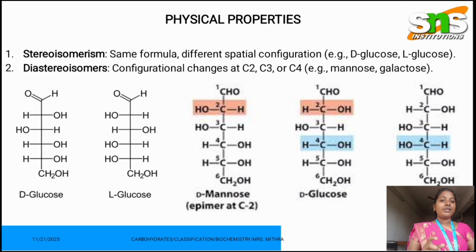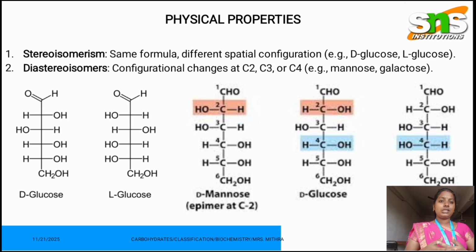D-glucose and L-glucose have the same formula of C6H12O6, but they differ only in the spatial configuration, that is from right to left. You can see the left side example of D-glucose and L-glucose. In D-glucose, the OH and H groups are arranged on the left side, whereas the mirror image of D-glucose is L-glucose. So whatever is on the left side goes to the right side in L-glucose. Only the spatial configuration varies, and otherwise the structure and the molecular formula are all the same.